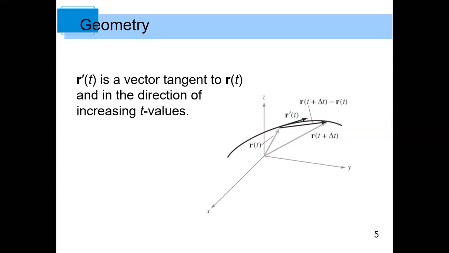So in some sense, this vector is giving us a velocity for a point that's moving along this curve as t increases. It gives us both a direction and a magnitude at that point, yes?